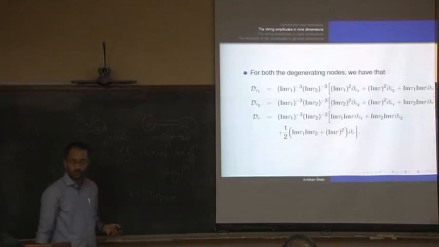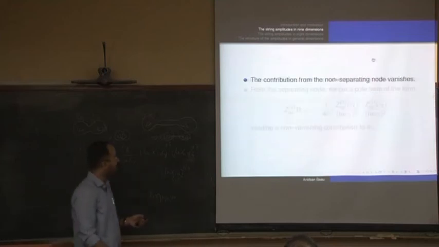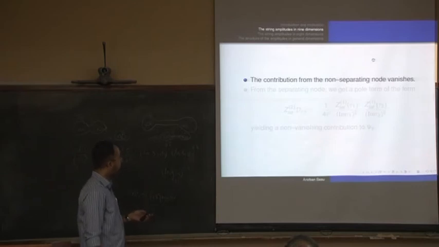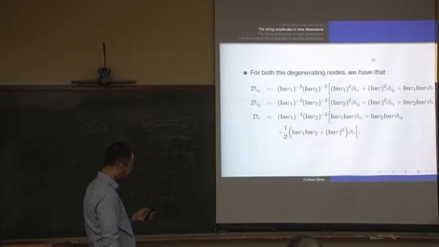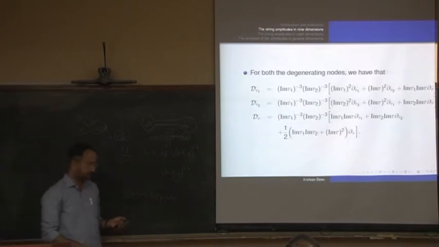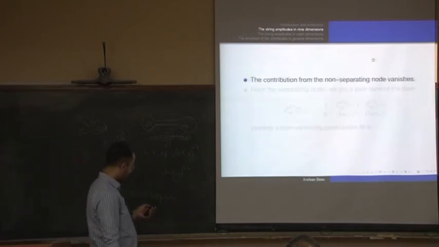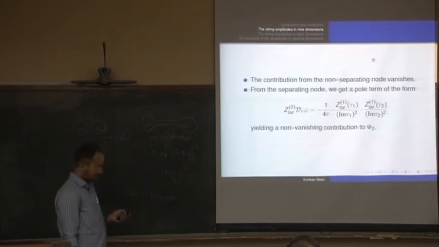So one has to take everything in. But again, at the boundary, things get simple. For example, at the non-separating node, there is no contribution simply because there are too many 1 by imaginary tau 2's in the denominator. So this is cancelled. There is no contribution. However, at the separating node, there is a contribution.